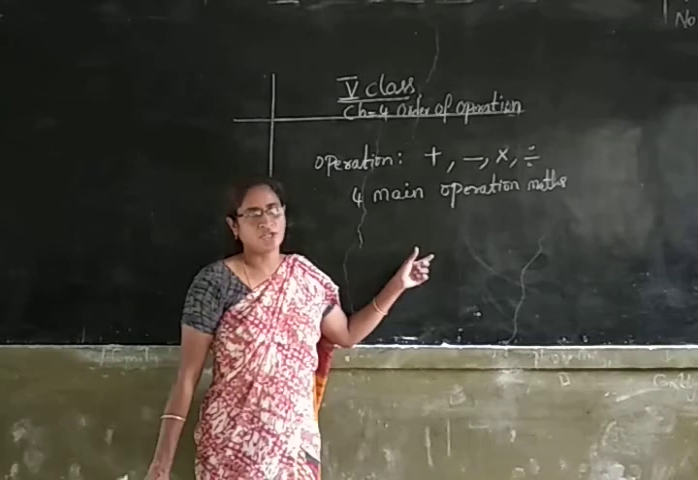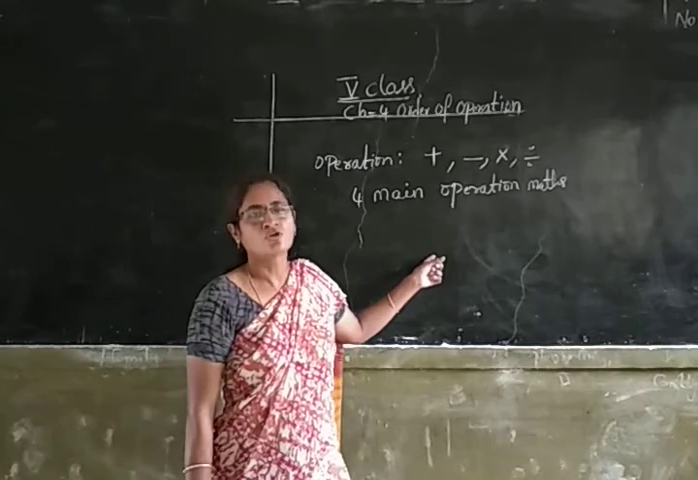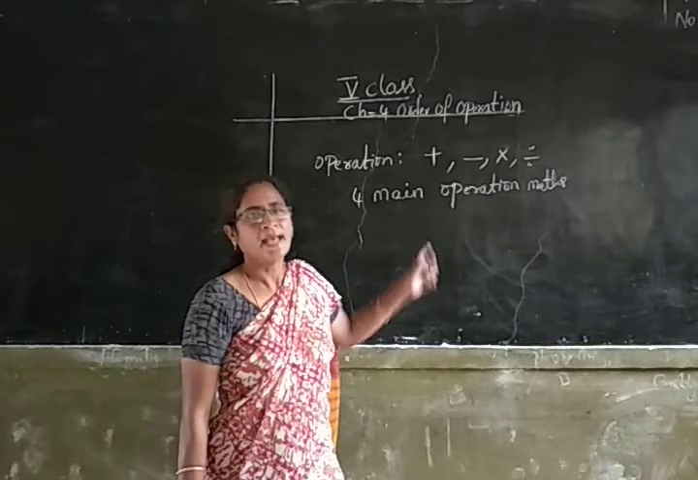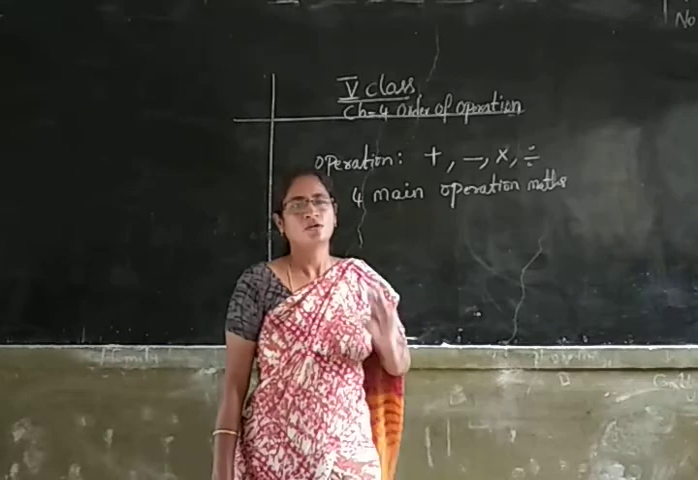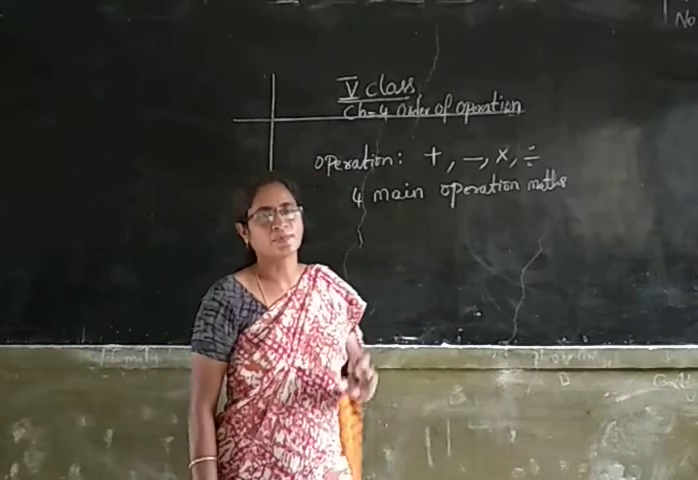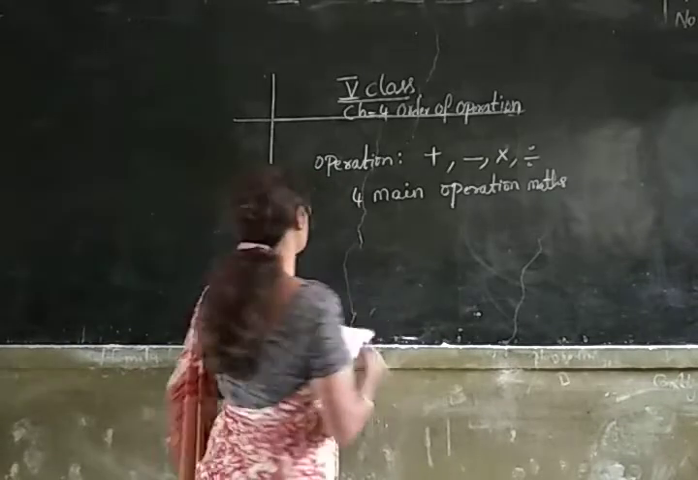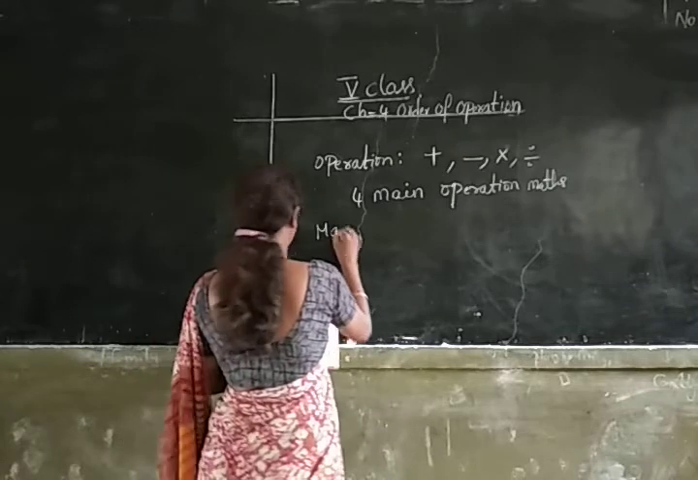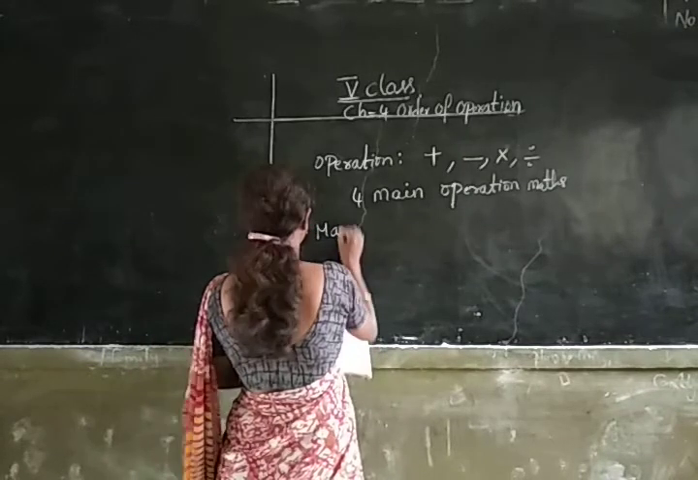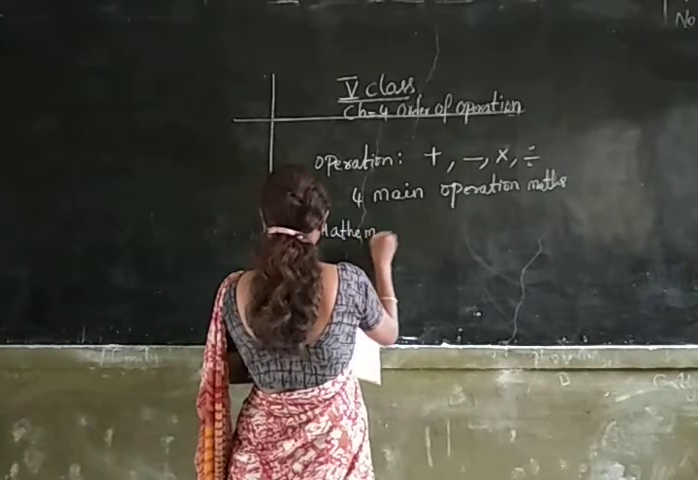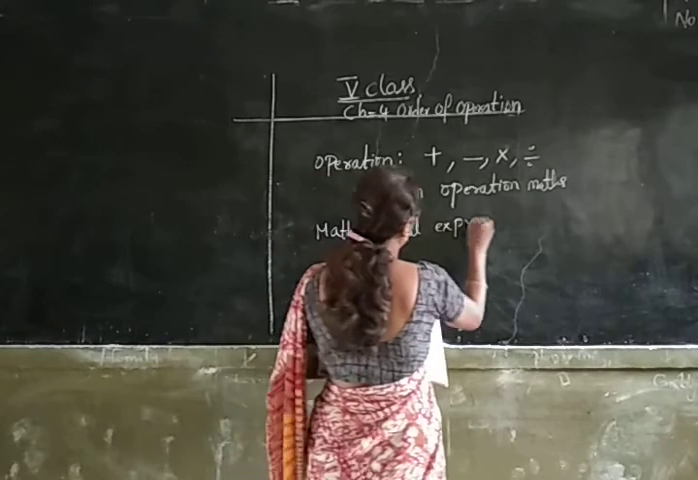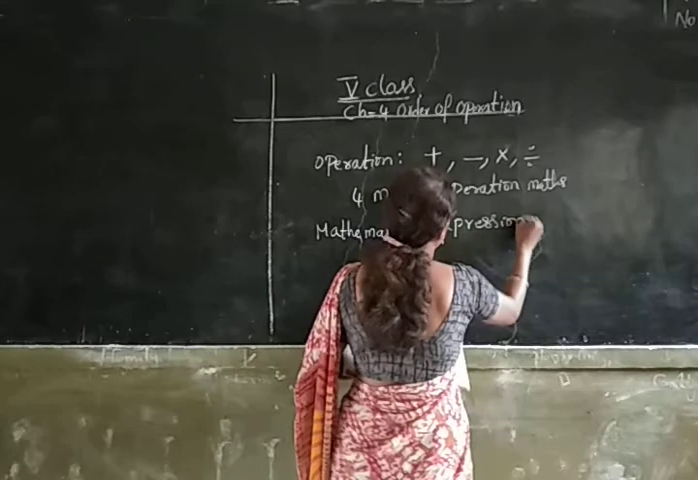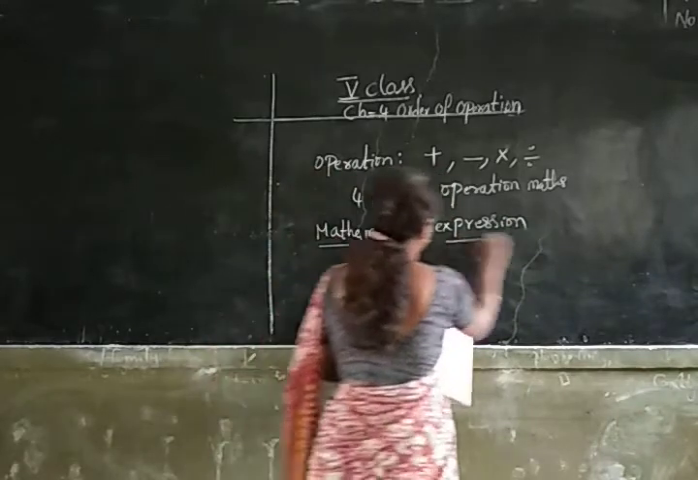These four main operations should be done in an order to solve a mathematical expression. So what is a mathematical expression?